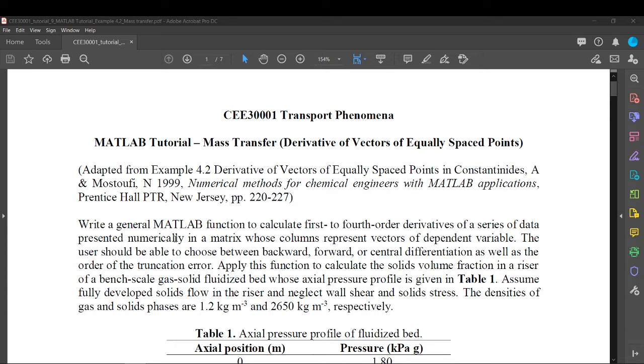Apply this function to calculate the solid's volume fraction in a riser of a bench scale gas-solid fluidized bed whose axial pressure profile is given in Table 1. Assume fully developed solid flow in the riser and neglect wall shear and solid stress. The densities of the gas and solid phases are 1.2 kg per meter cube and 2,650 kg per meter cube respectively.